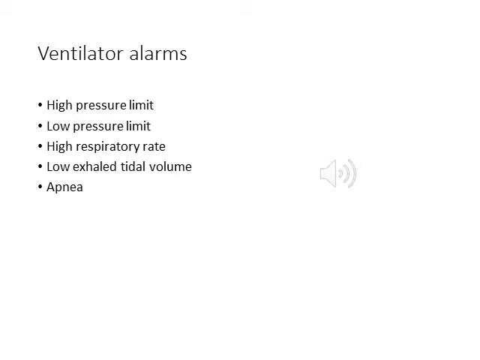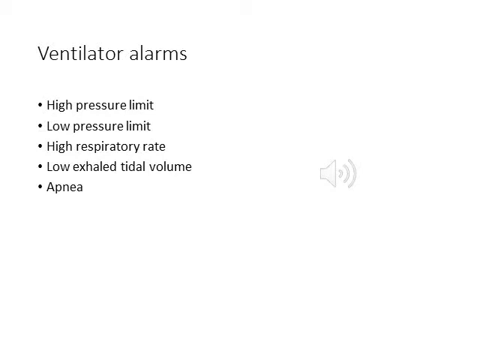All right, so first is the high pressure limit alarm. The high pressure limit is the limit set above the peak inspiratory pressure. So the physician will choose what he wants the peak inspiratory pressure to meet, and the high pressure limit alarm will go off if they hit the peak inspiratory pressure. So what's happening is the ventilator is trying to push oxygen into the patient, and it can't. So there's resistance to the gas flow.